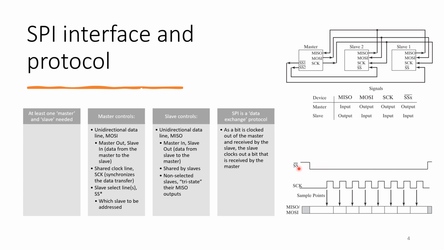You have the slave select. When the slave select of a particular slave gets pulled low, that means the slave is selected for reception, and the master starts driving the clock. And when the master starts driving the clock, it also sends the data on the MOSI line, and the data gets sent back on the MISO line for the master. So it's a full duplex communication.